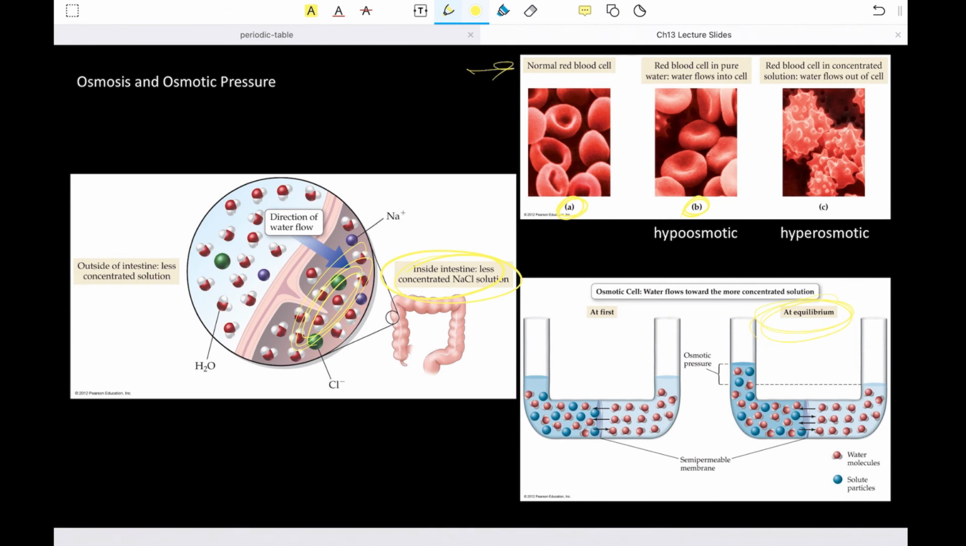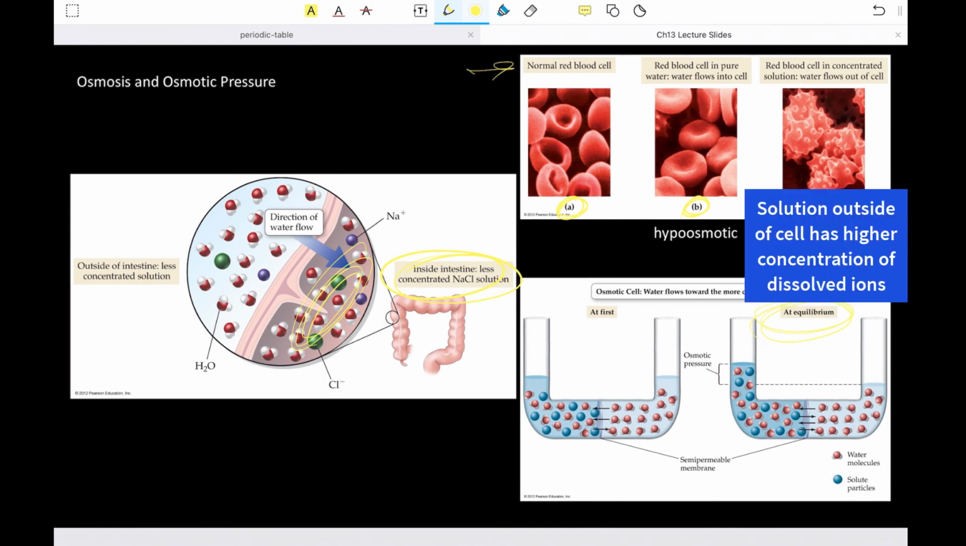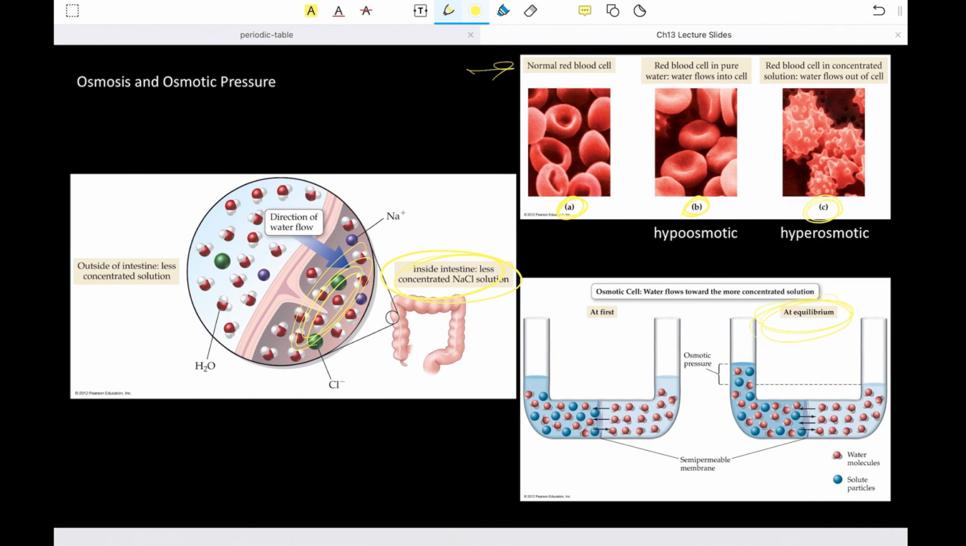Or we could have a situation where the red blood cell is in a concentrated solution. And when we say that we put the red blood cell in a concentrated solution, we simply mean that the outside environment has more solute in it, yes? Higher concentration of solute, which means that water will preferentially move out of the cell. And if water preferentially moves out of the cell, then the concentration of water in the cell is too low, and the cells tend to shrivel up.